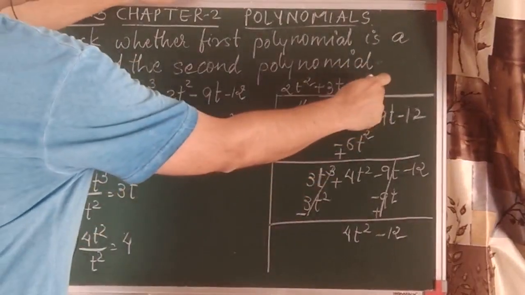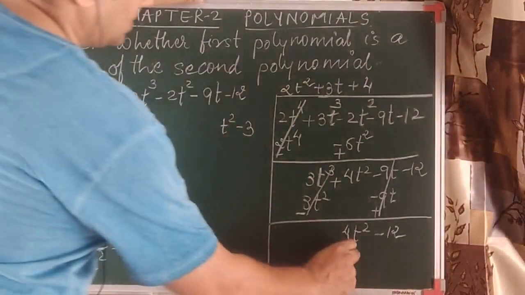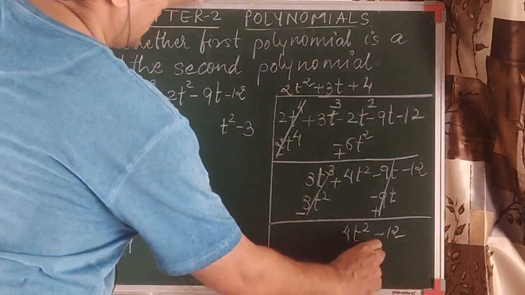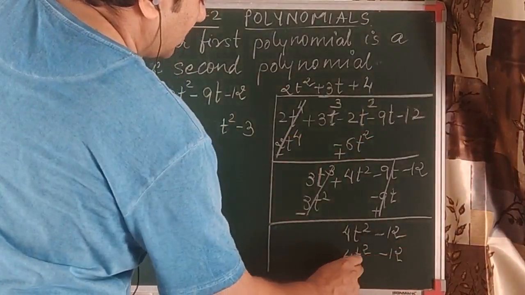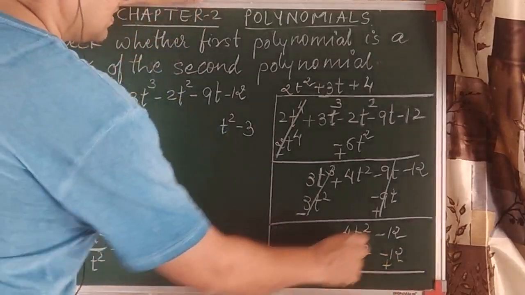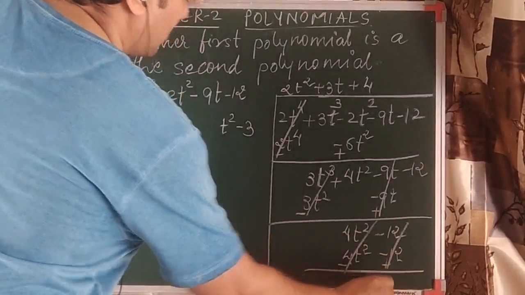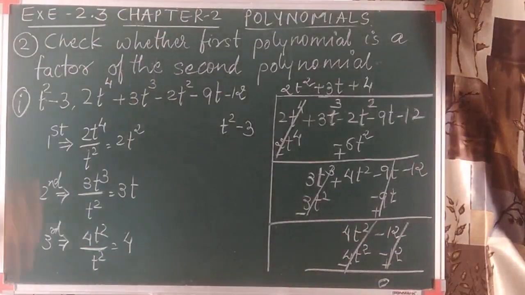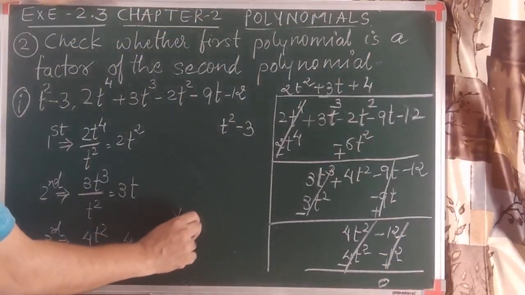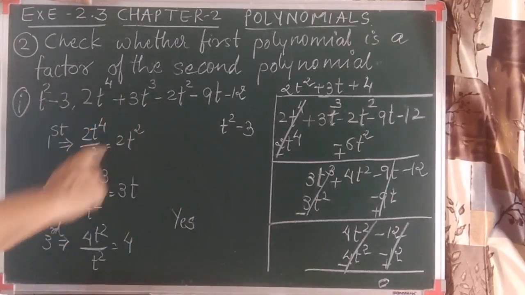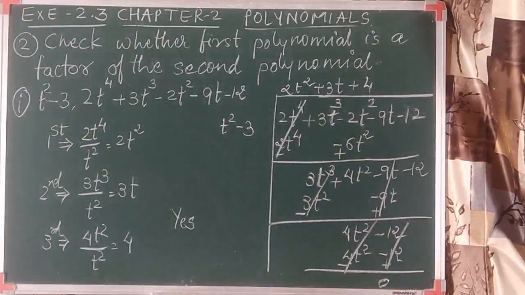Let us multiply this plus 4 with both the terms. So that is 4t square minus 4 3s are 12. Again we have to change the sign. Cancel, cancel. You can say we obtain 0. As the remainder is 0, we can say that the answer is yes. That is, this is a factor of this given polynomial.